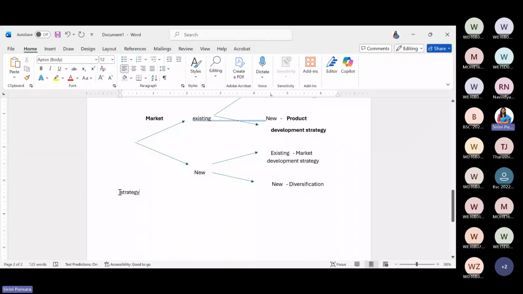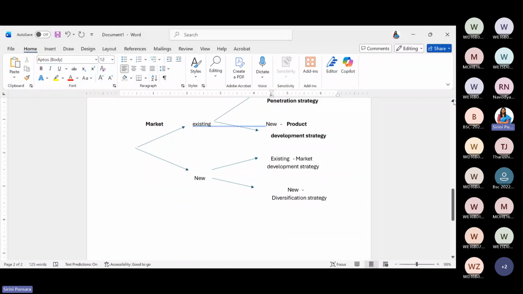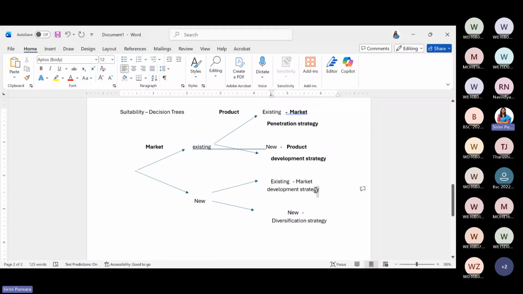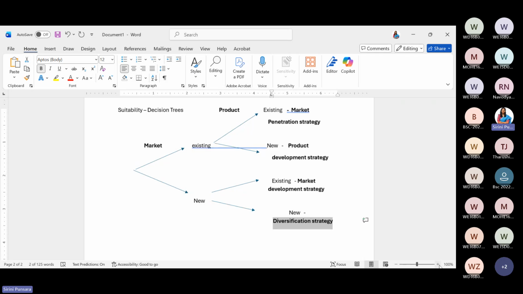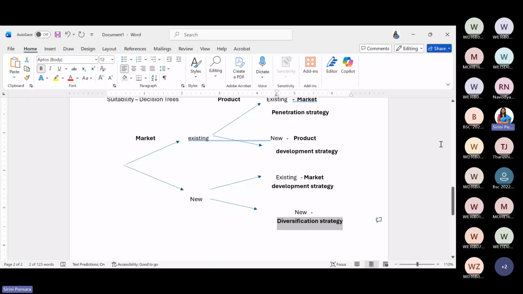So these are the ideal or the suitable strategies. According to this example, the company has come up with 4 strategies, right? And then to decide which one is more suitable, they have taken 2 factors. First one is what is the market they are going to operate. Second one is what product they are going to offer. So based on these 2 factors, they have developed a decision tree to identify which strategy is more ideal among the 4. So this is the example.